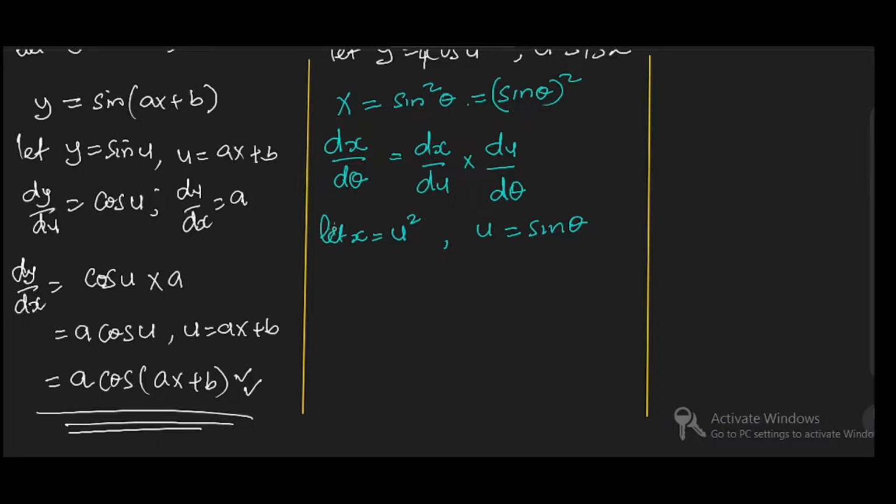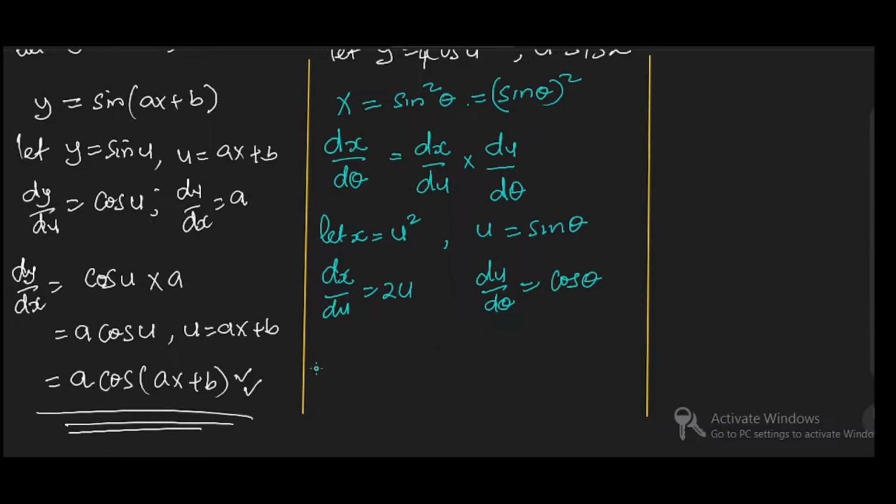So this time, instead of saying y is equal to sine of something, we are using x as u squared, and our u is sine theta. You differentiate these two. dx/du, when you differentiate this, will be 2u. Then for du/d theta, remember when you differentiate sine, you get cos theta.